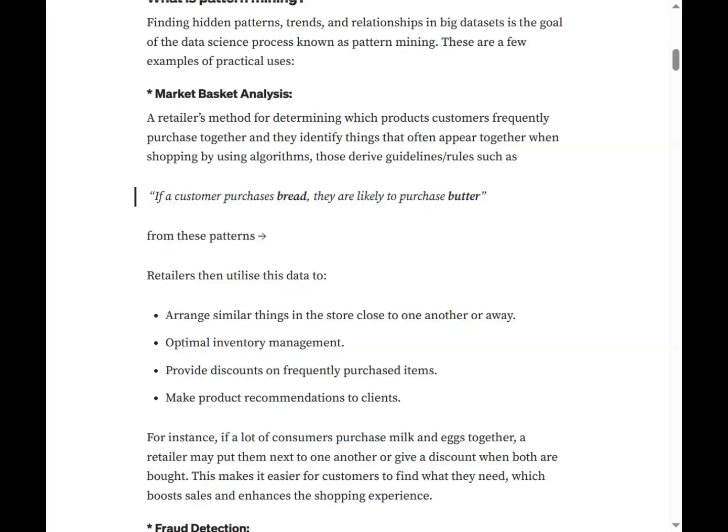So market basket analysis helps retailers arrange similar things in the store close or away, manage inventory in an optimal fashion, provide discounts on frequently purchased items, and also make product recommendations to clients.